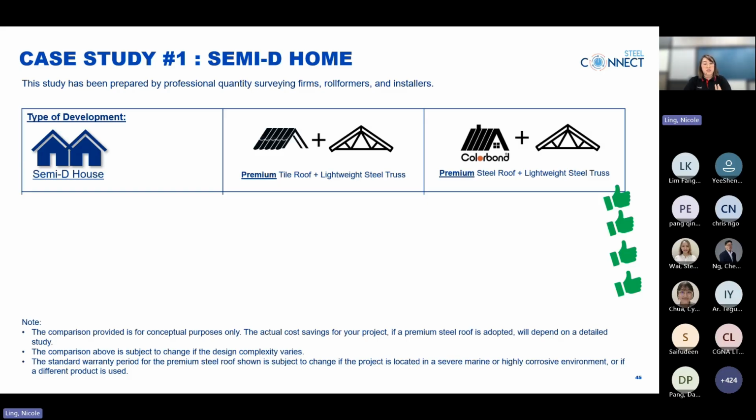In summary, for semi-D development, premium steel roofing delivers lower total cost, faster construction, and far superior long-term performance. This level of durability and predictable aging better aligns with the expectations of this premium semi-D home, reducing future complaints and protecting both developer value and design reputation long after handover.